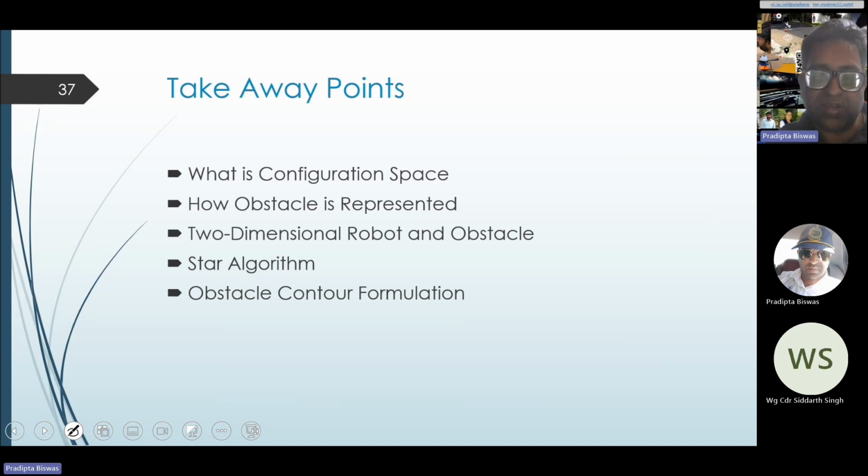We learned the star algorithm, which orders in which way we should find the half plane equations. And we looked at these obstacle contour formulations, equations. It may look complex, but if you follow the slides, you will see the equations step by step. It's not that complex.